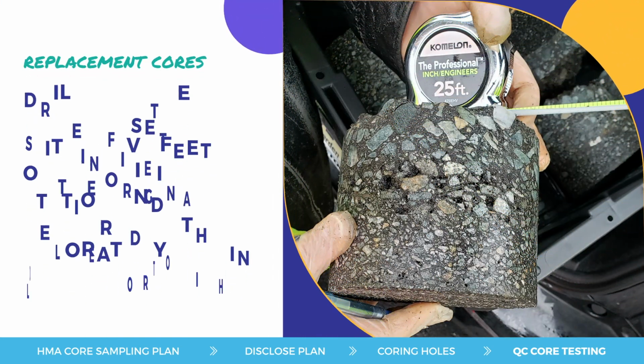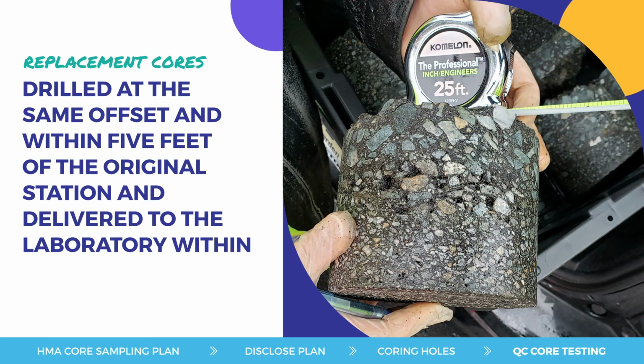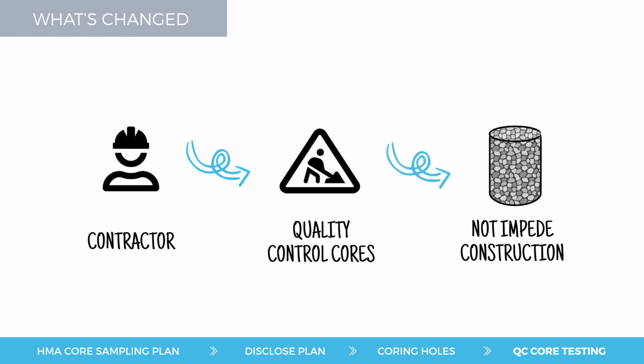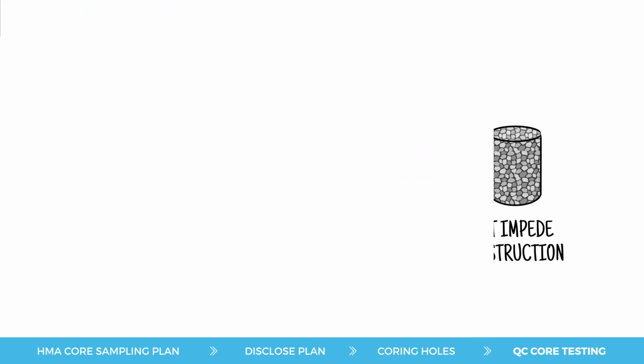Replacement cores should be drilled at the same offset and within 5 feet of the original station and delivered to the laboratory within 48 hours. If the contractor is using quality control cores, the lab should provide the results to the contractor in a timely manner, which does not impede construction.